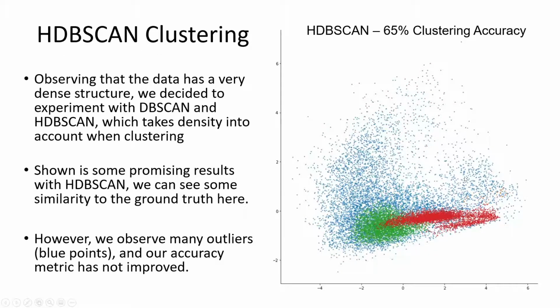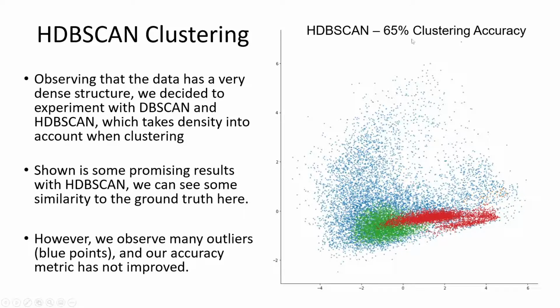So the next things we tried were DBSCAN and HDBSCAN, which are slightly more complex algorithms, but they basically work off of density as a metric. So figuring out that the data we were working with was very dense, we experimented with this and actually found some really promising results with HDBSCAN. So as we can see, we're getting a quite close resemblance to the ground truth here, where these smaller clusters that were there originally are being found.